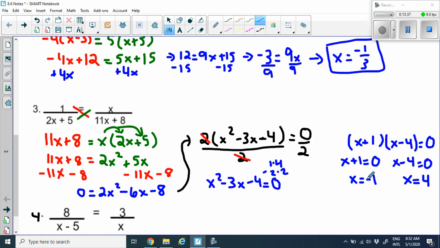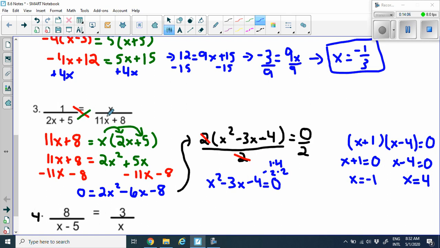Now, before I box these to say these are my solutions, remember we have to plug both of these back into the denominators to make sure they work. And they have to work for both. If not, then they are extraneous. So let's check for negative 1. Let's plug it into the first denominator. I have 2 times a negative 1. That gives me negative 2. And then plus 5, that gives me a 3. So that works because we don't get 0 in the denominator.